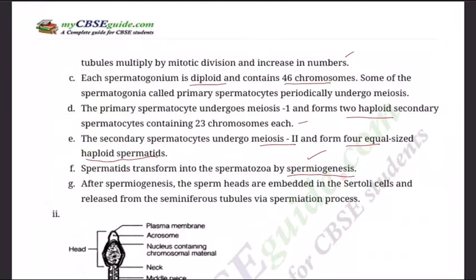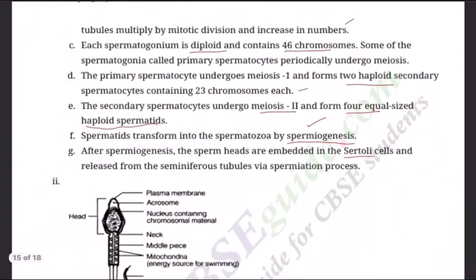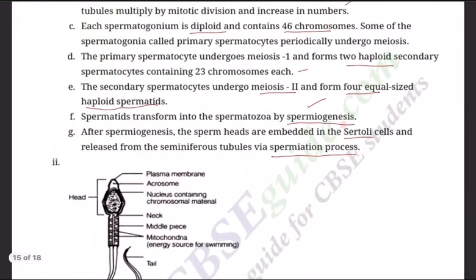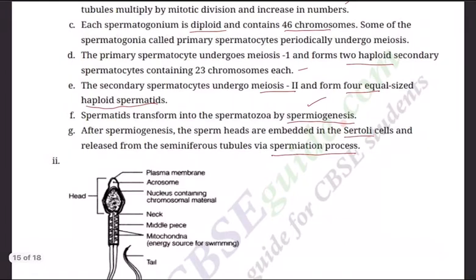Spermatids now transform into spermatozoa by spermiogenesis. Now see, spermatogenesis is different, spermiogenesis is different. After spermiogenesis, the sperm heads are embedded in the Sertoli cells and released from the seminiferous tubules via the spermiation process. Now three are there: spermatogenesis, spermiogenesis, spermiation.